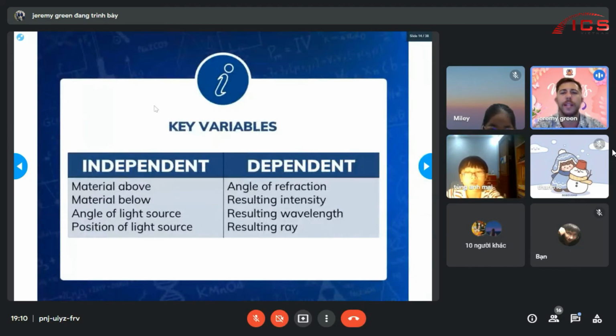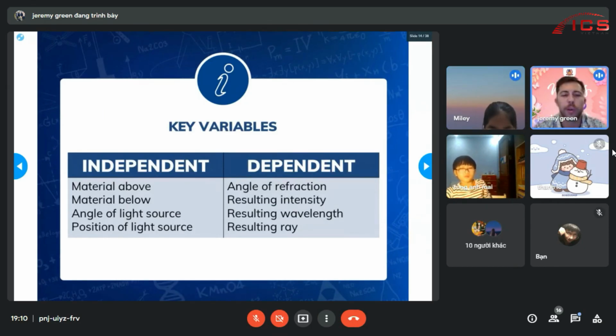Who would like to read this? Miley, can you please read this? Independent: material above, material below, angle of light source, position of light source. Dependent: angle of refraction, resulting intensity, how strong it is, resulting wavelength, and resulting ray, how wide it is.